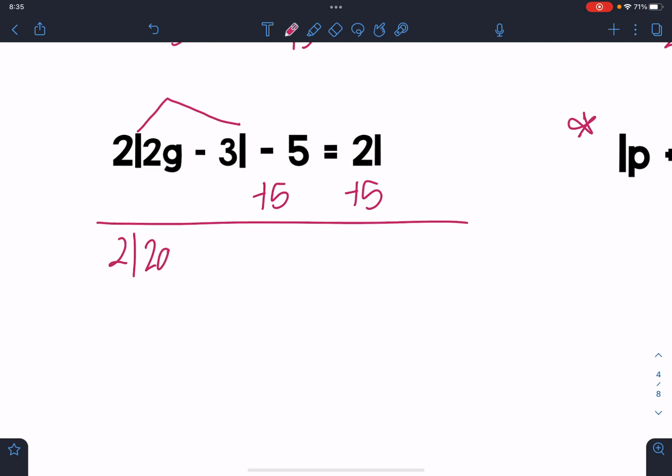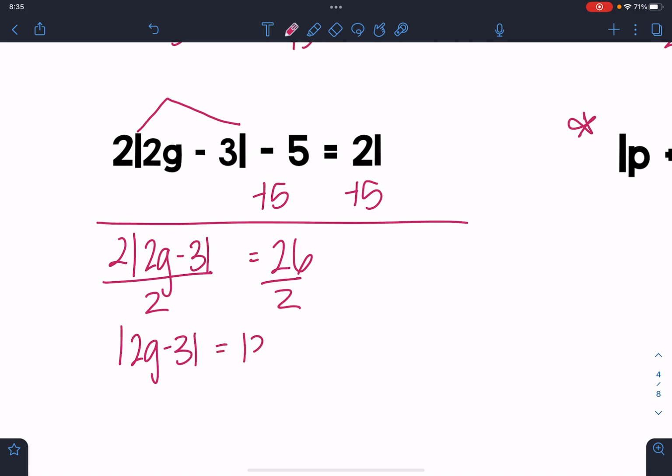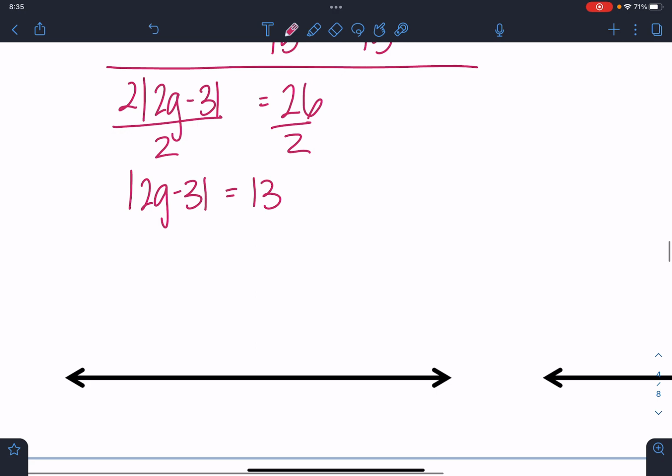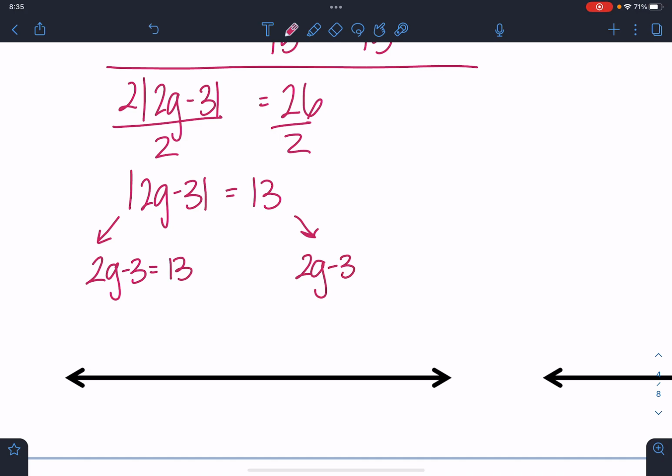So I'm going to just copy all of this down with the absolute value bar still. 21 plus 5 is 26. Now I can get rid of this by dividing. So I now have 2g minus 3 equals 13. Now that I have the bars by themselves, I can set up my two equations. One being 2g minus 3 equals 13. The other one being 2g minus 3 equals negative 13.